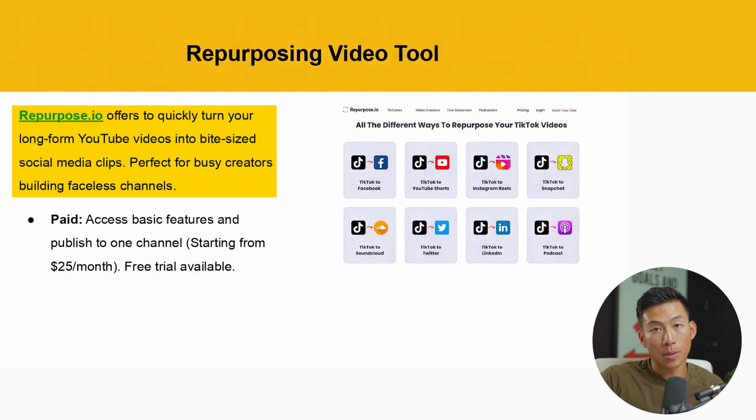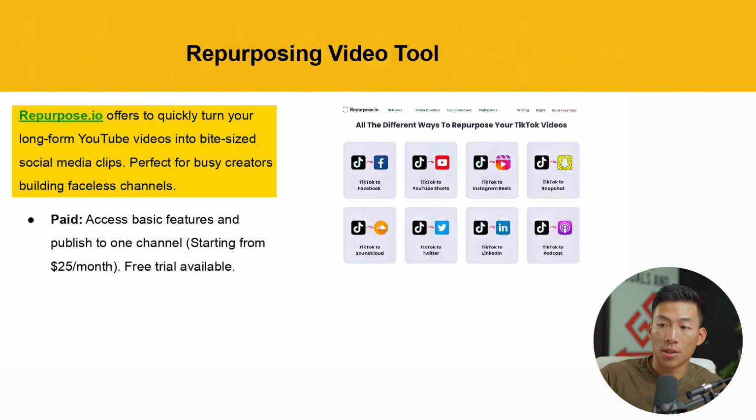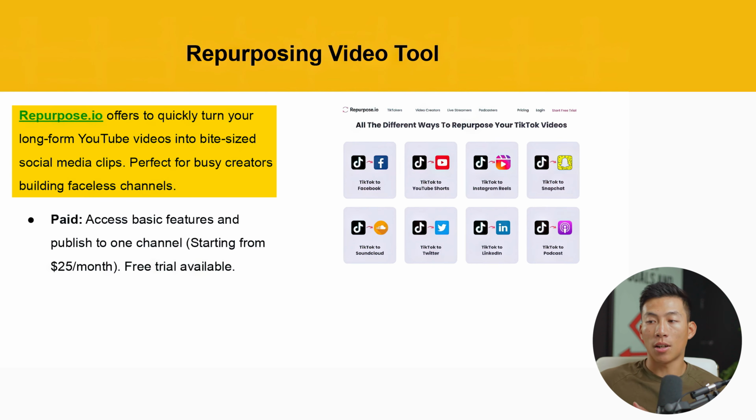And then there's a repurposing tool that we already talked about before, repurpose.io. This is going to help you save a lot of time. So all you have to do is create your YouTube Short, and once you post your video on YouTube Shorts, Repurpose.io is going to go in and automatically repost onto Facebook, Instagram, Snapchat, SoundCloud, Twitter, LinkedIn, and even a podcast. So this is great, especially if you want to save time.